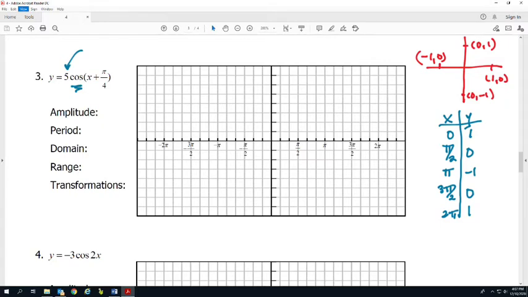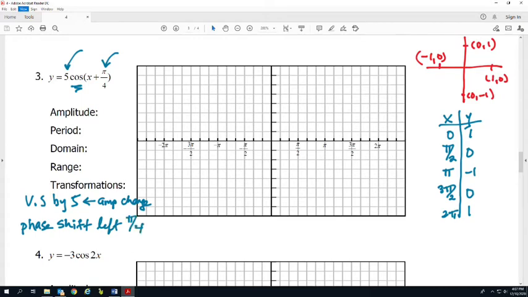Okay, so on this problem, though, we are vertically stretching it, so our amplitude is changing by 5. Sorry, it's a vertical stretch by 5, which is an amplitude change. I'm also changing it by doing a translation. I've moved to the left pi over 4 units. So we would call that a phase shift when we go left or right. So we did a phase shift left, pi over 4 units.